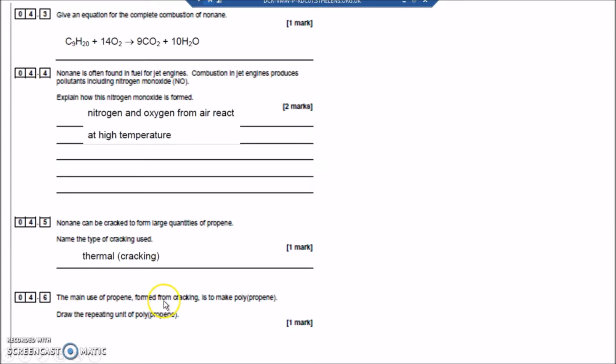The main use of propene formed from cracking is to make polypropene. So what you do is you draw out propene with a carbon-to-carbon double bond and a carbon going up, and then you break the double bond and join them together. So the repeating unit, you can see what's happened here. There's a carbon-to-carbon double bond in the propene, 1, 2, 3 in propene. The carbon-to-carbon double bond is broken, and a bond has gone either side to make a really long polymer chain of polypropene.